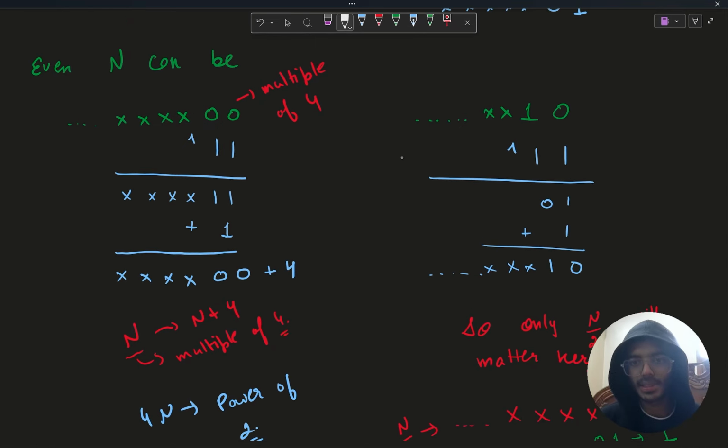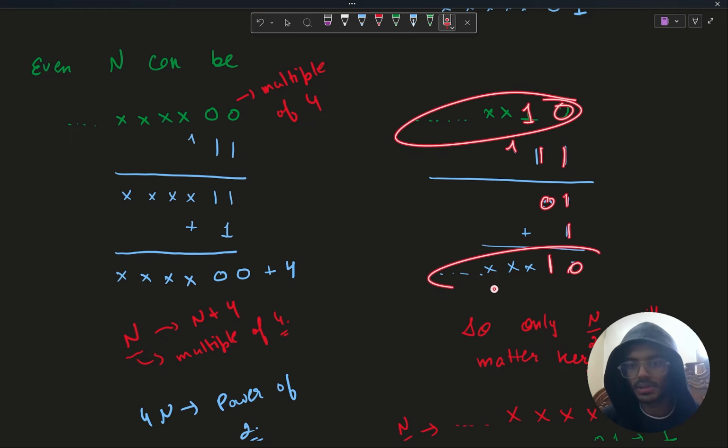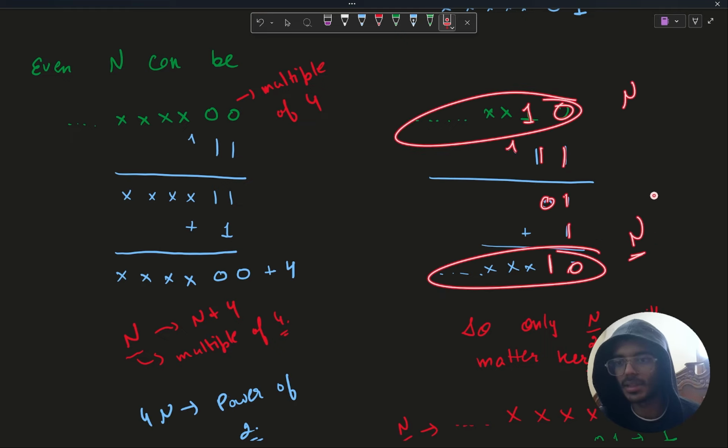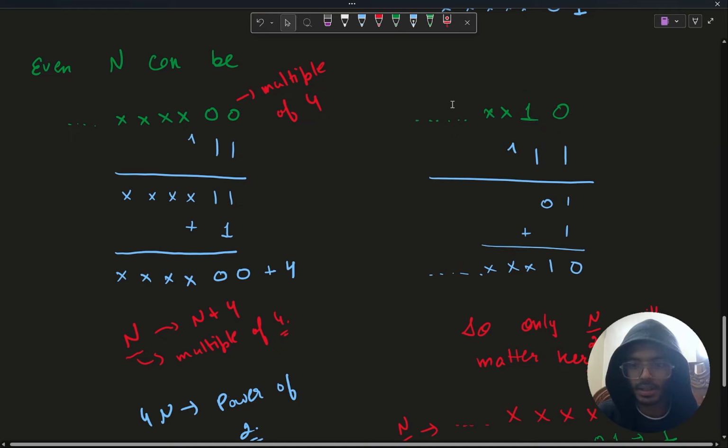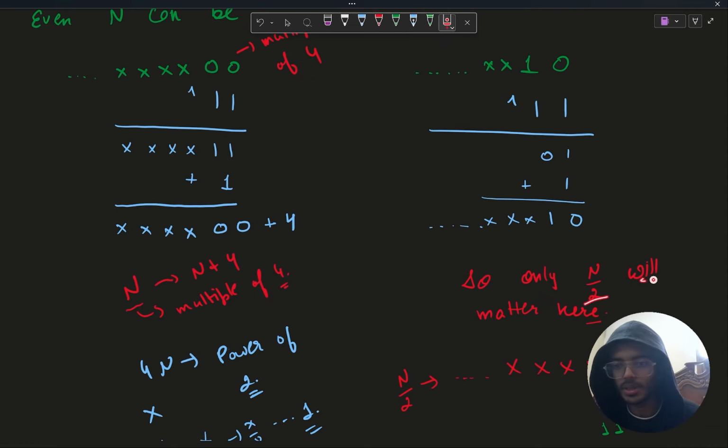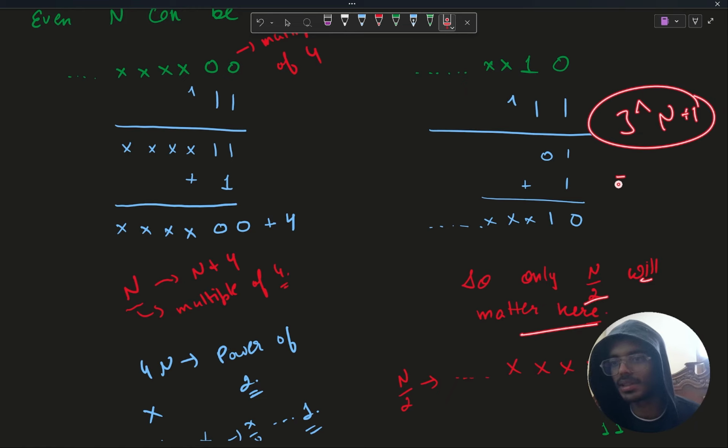Now let's consider this case. Now in this case, we have 1, 0 over here. We do the XOR operation with 1, 1. We get a 0, 1. And then we added 1 to it. And we got 1, 0 again. And the numbers are exactly the same, right? So it was n and it remains n. So only the n by 2 operation will matter here, right? Because doing XOR 3 and plus 1 will give us n only, right?